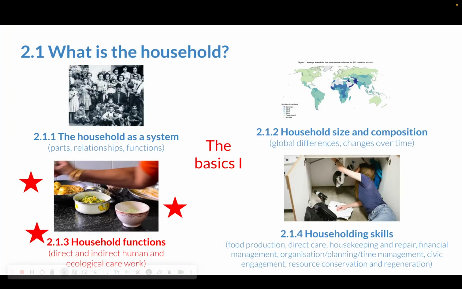2.1.4 looks at householding skills so that students again become aware of the various skills that are needed in order to successfully carry out provisioning in households.